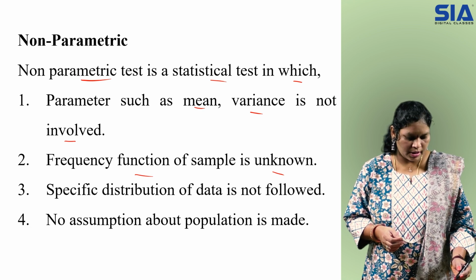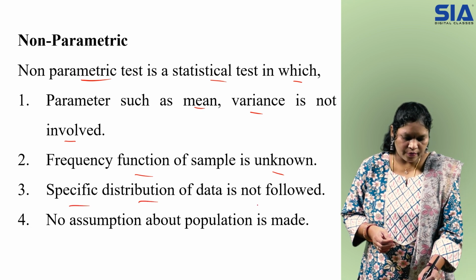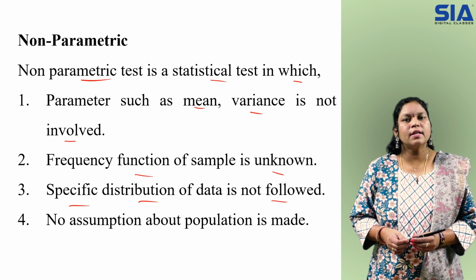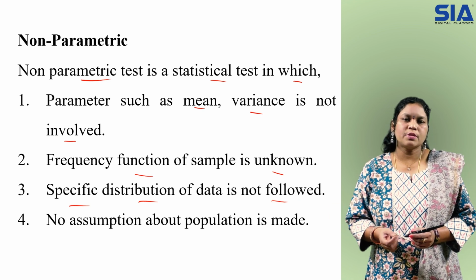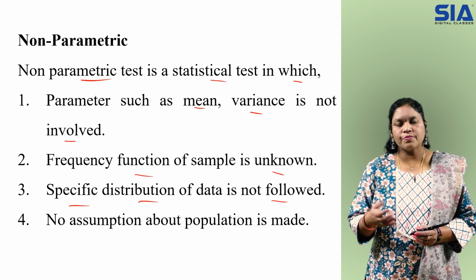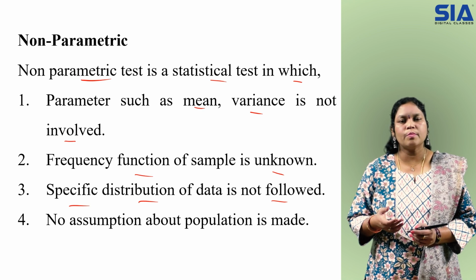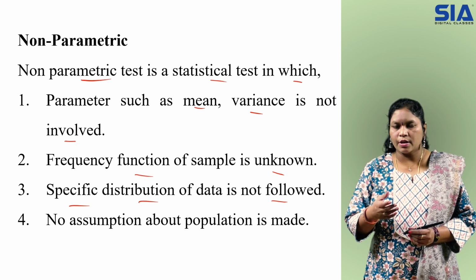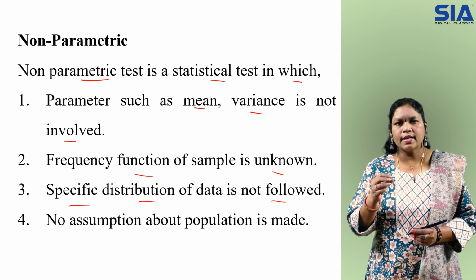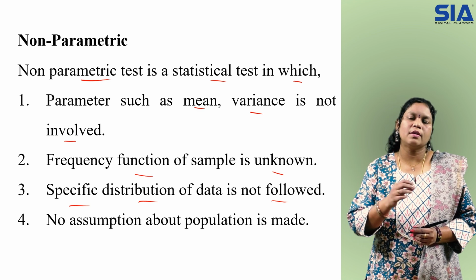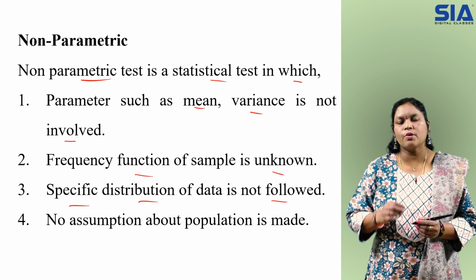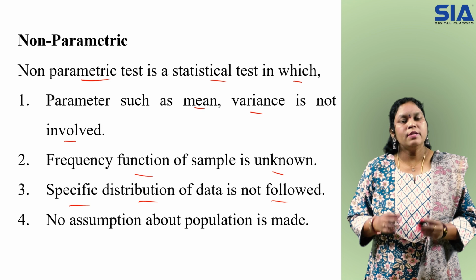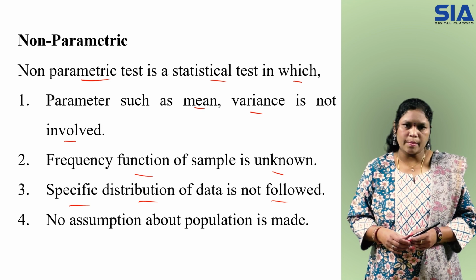Now let us check the next. Specific distribution of data is not followed. So we can't take a particular distribution based on the data. We can't shift to a particular distribution like binomial, Poisson. We can't get any type of distribution according to the given data. We will not get any clue that this can be done with the binomial, this can be done with Poisson like that. We can't go for any type of distribution. So in such situations, we'll go for non-parametric tests.